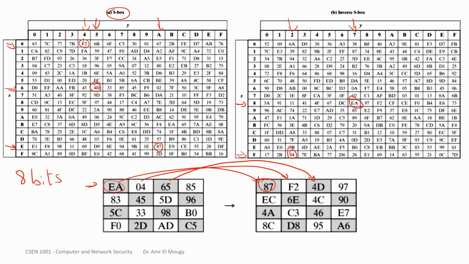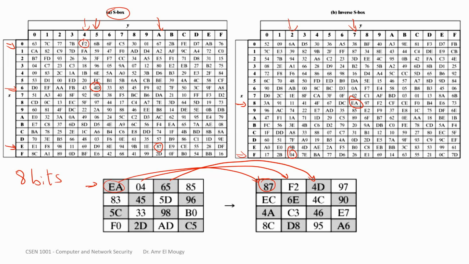So if you want to reverse the substitution operation, you have to use a different matrix. That's why we say it cannot be implemented in hardware. You cannot use the same hardware for encryption and decryption because the S box and the inverse S box are different. Now, the question that we want to ask ourselves here is, how is the S box actually designed?